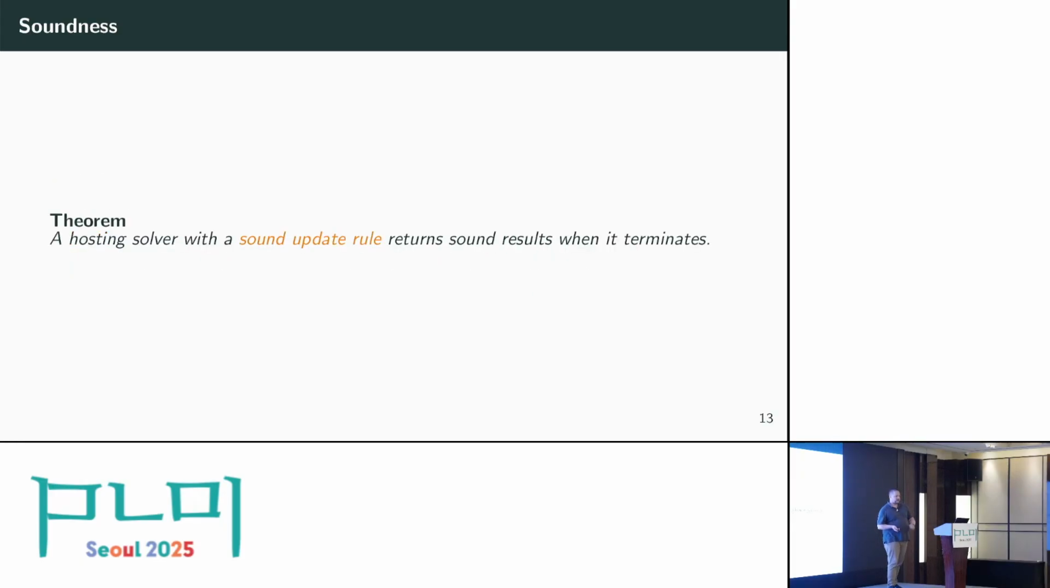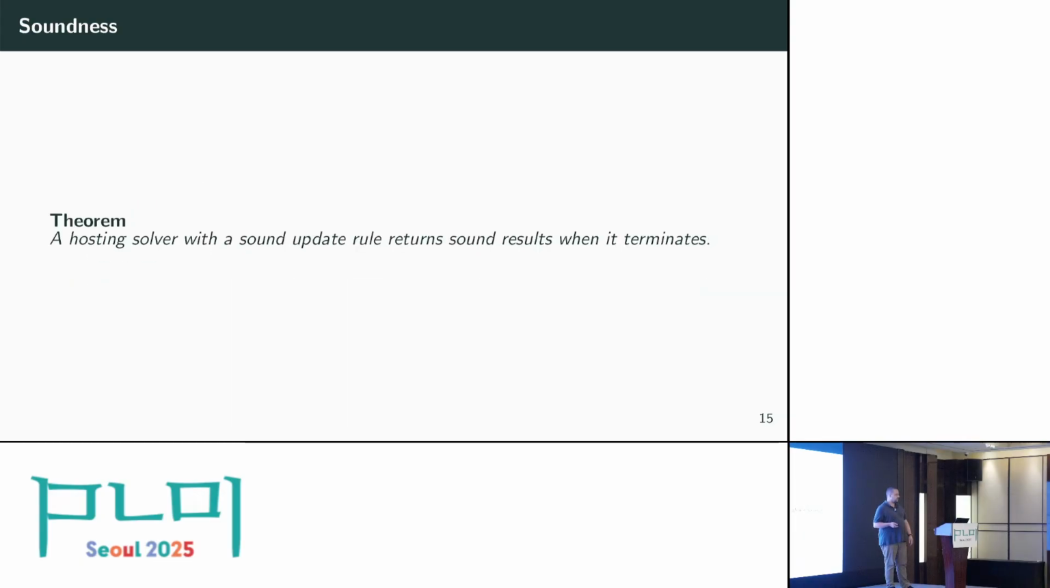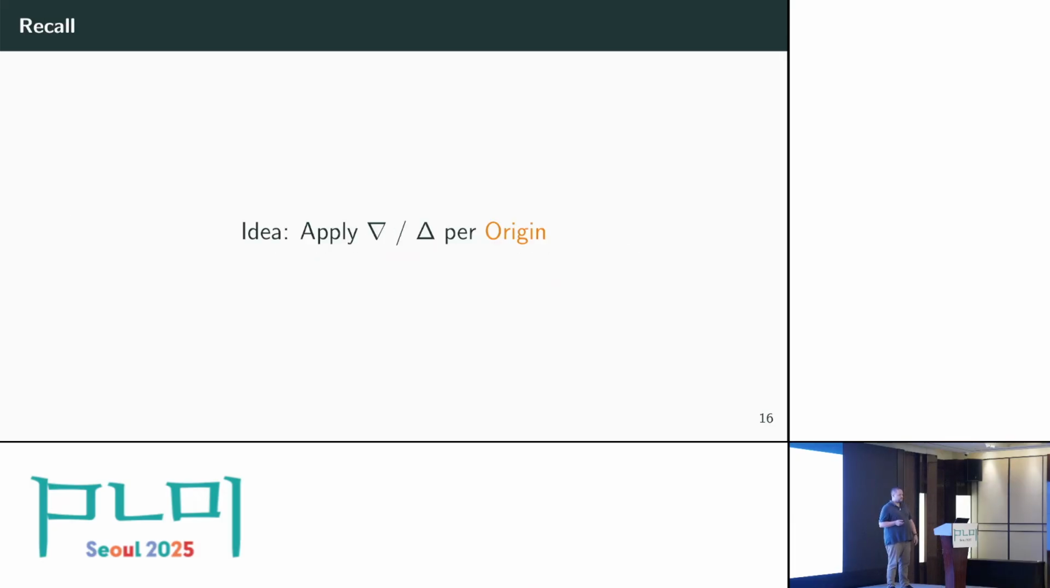And then the counterpart is what do we require of the update rules. And there we say a sound update rule is one that, if you have a sequence of calls to update globals, the returned updates, if you have any, will always subsume the latest per origin contributions. And whenever you have a contribution that's not already subsumed by rho, you will produce an update. And then when you put these together, you get our final theorem.